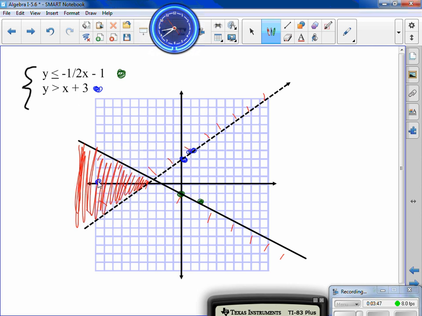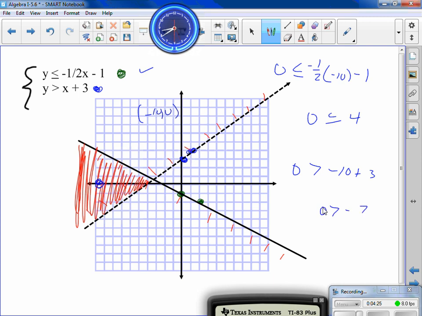I know this point right here is negative 10, 0. If I substitute this in, 0 is less than or equal to negative 1/2 times negative 10 minus 1. Negative 1/2 times negative 10 is positive 5. 5 minus 1 is 4. Is 0 less than 4? Yes. Substitute in the other one. 0 greater than negative 10 plus 3. Negative 10 plus 3 is negative 7. Is 0 greater than negative 7? Yes.